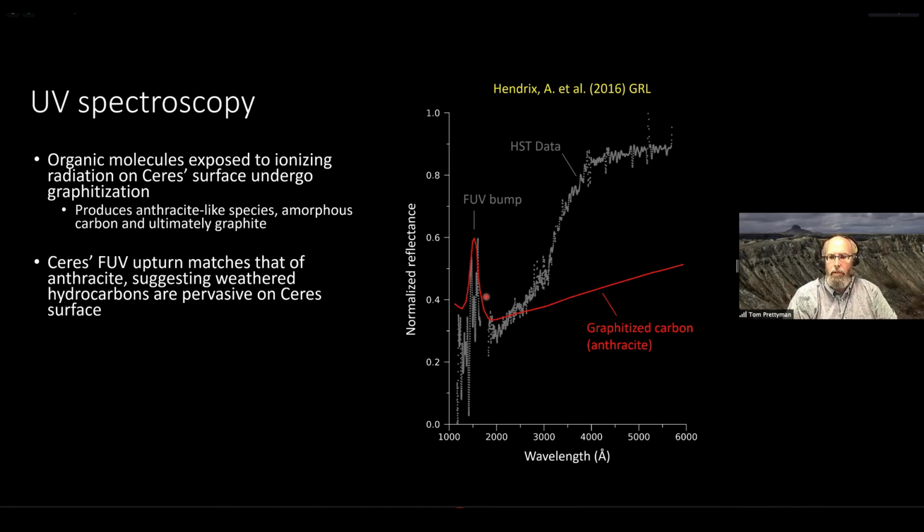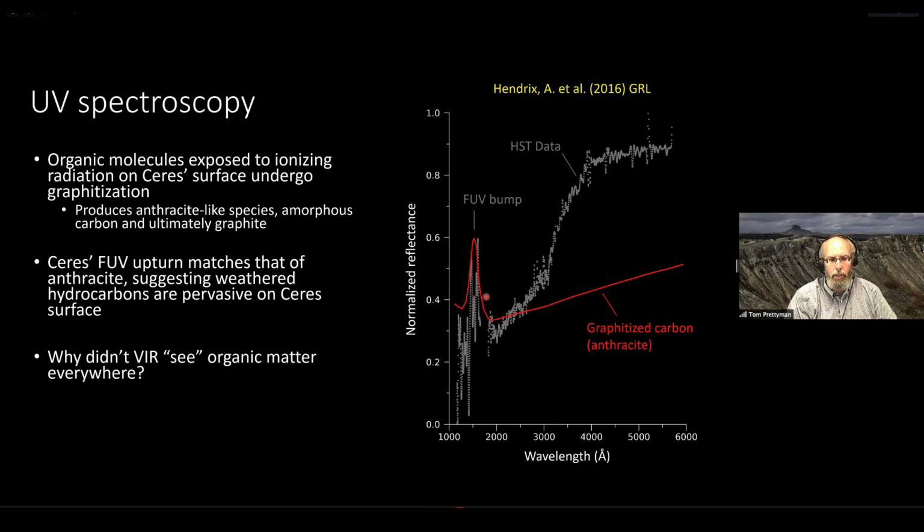Further evidence for this comes from a model comparison where you have graphitized carbon comparing very nicely to the far UV Ceres spectrum. And this tends to imply that graphitized species are pervasive on the surface of Ceres.